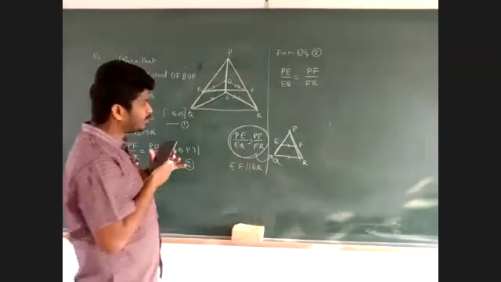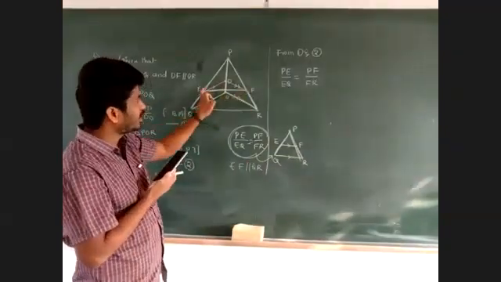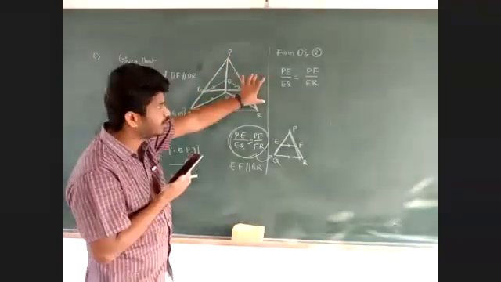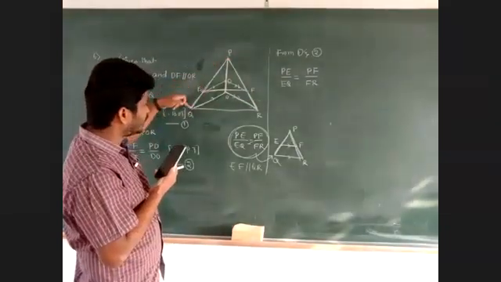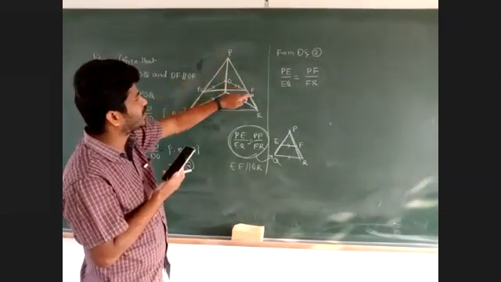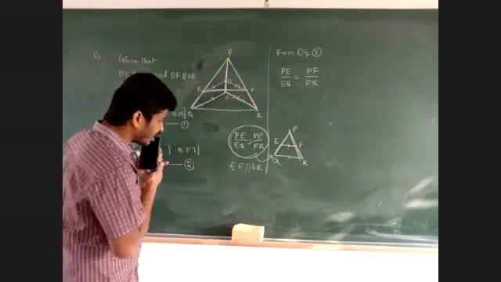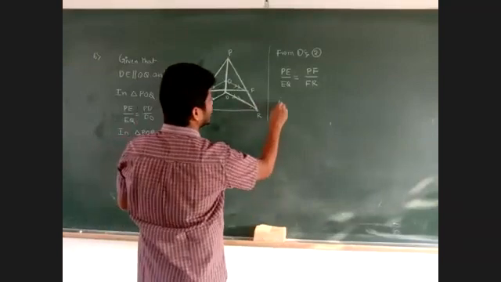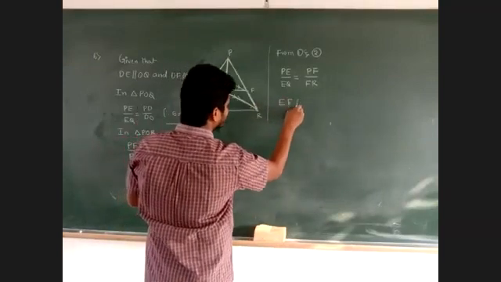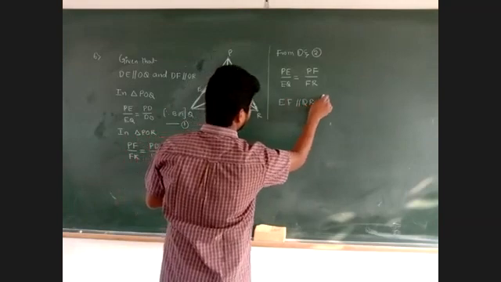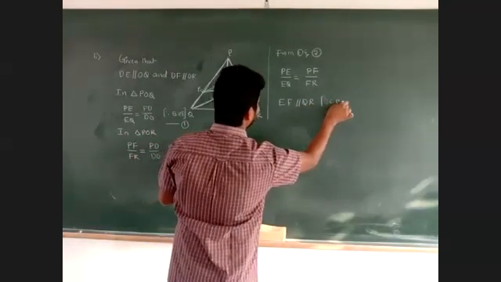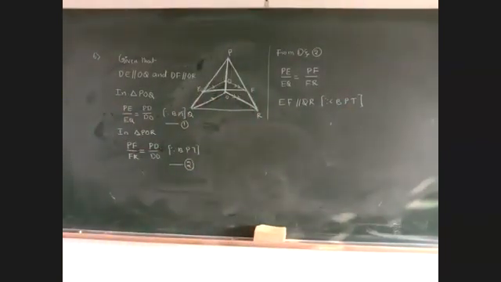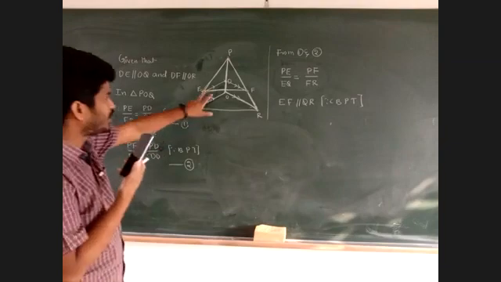Here also same. EF is a line. EF divides the two sides, PQ and PR, in the same ratio. PE by EQ equal to PF by FR. From this condition, we can conclude that EF is parallel to QR, according to the converse of basic proportionality theorem.